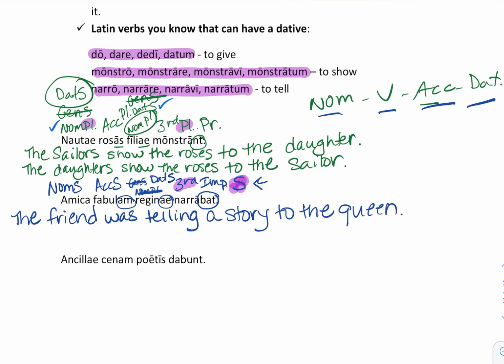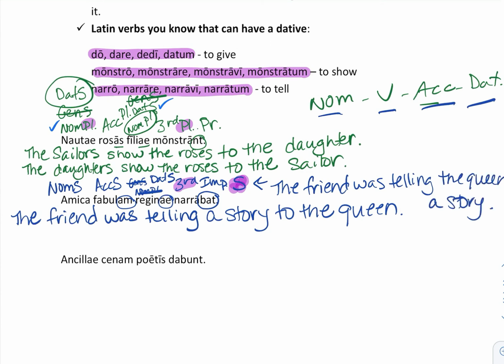You could say the friend was telling the queen a story. Totally fine. The friend was telling the queen a story, in fact, I'll write that down for you. That also is totally correct. It doesn't change the meaning of the sentence. I always like the to or for in front of it because then I don't get confused as to which was the dative, especially when you're first doing that. But both of those make English sense.